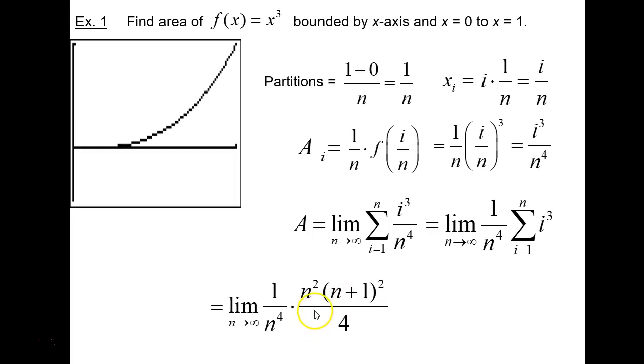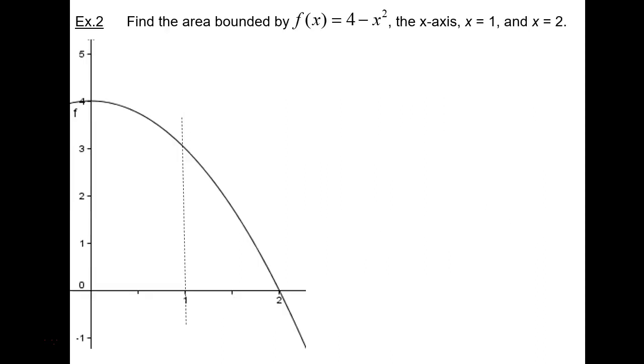These have the same degree because if you FOILed this out, you would get n to the 4th as the leading coefficient, or as the leading term. The coefficient would be 1, so since they have the same degree, we get 1/4 as the limit, and that would be the area under this curve from 0 to 1.